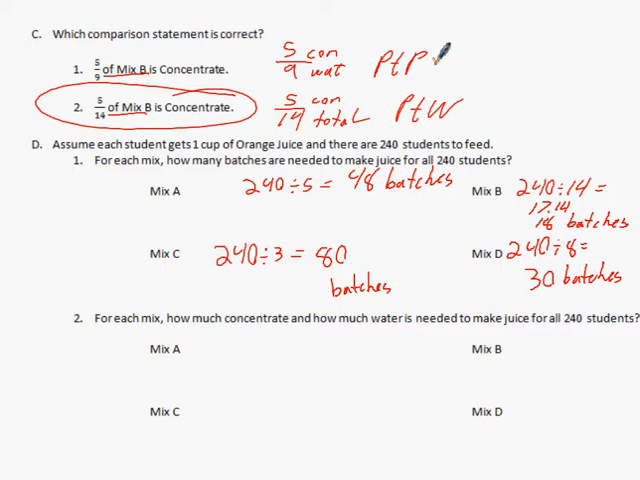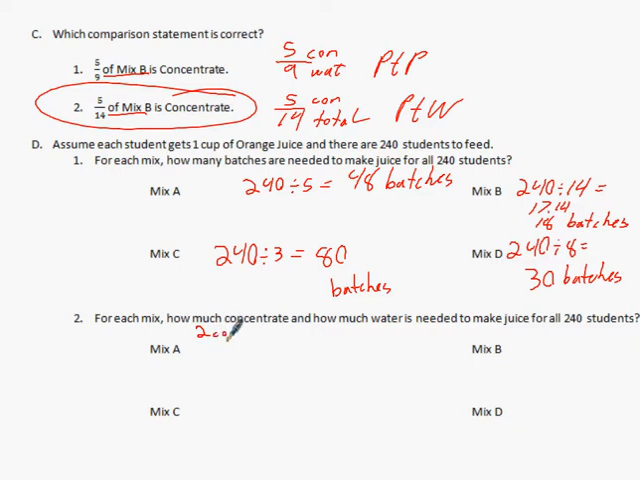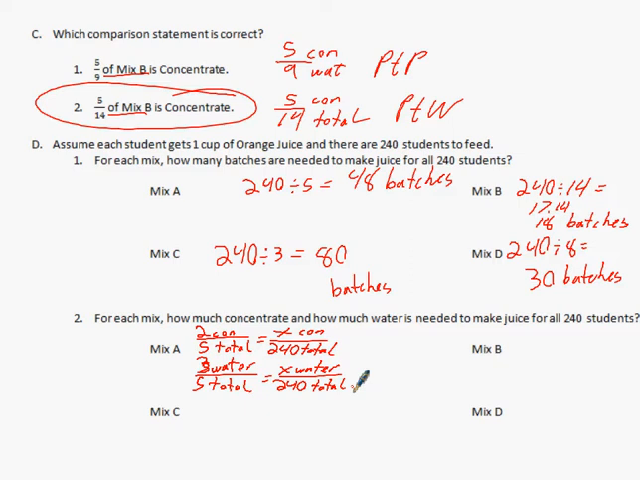So mix A, if we go back, is 2 cups concentrate, 3 cups cold water. So 2 concentrate per 5 total, and 3 water over 5 total. We're making proportions, cross, multiply, and divide. We need to know how much concentrate, x con over 240 total. Bottom, we need x water over 240 total. Didn't leave much room down here, but we'll do it. Let's go ahead and set up all the fractions.